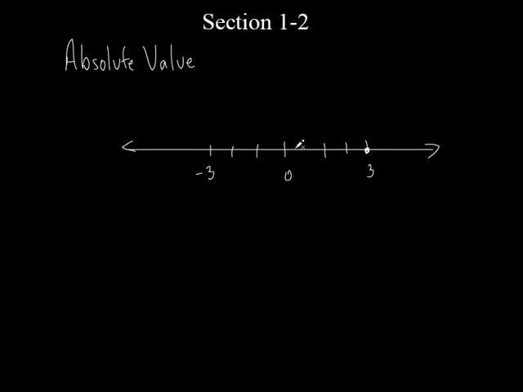How many places do I have to walk? 1, 2, 3 places, right? Okay, so +3 is 3 places away from 0. What about -3? How many places is that away from 0? 3 places, okay? We don't say it's -3 places away from 0. We just say it's 3 places away. Or you could say inches or miles or feet or centimeters or whatever you want to use for a unit, I guess. But it's just 3 places away from 0.